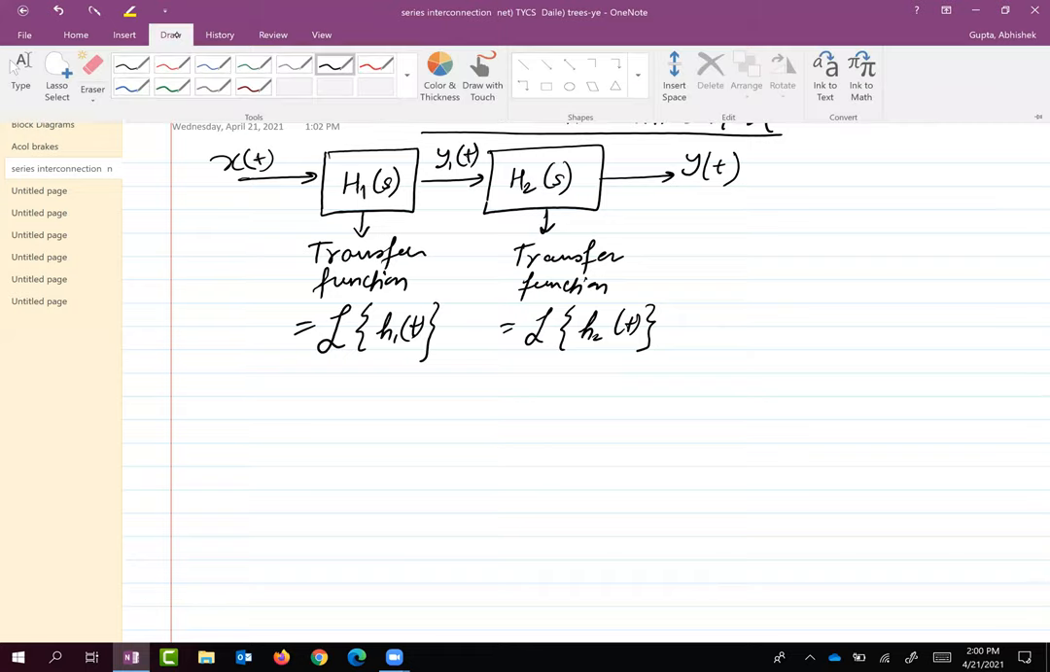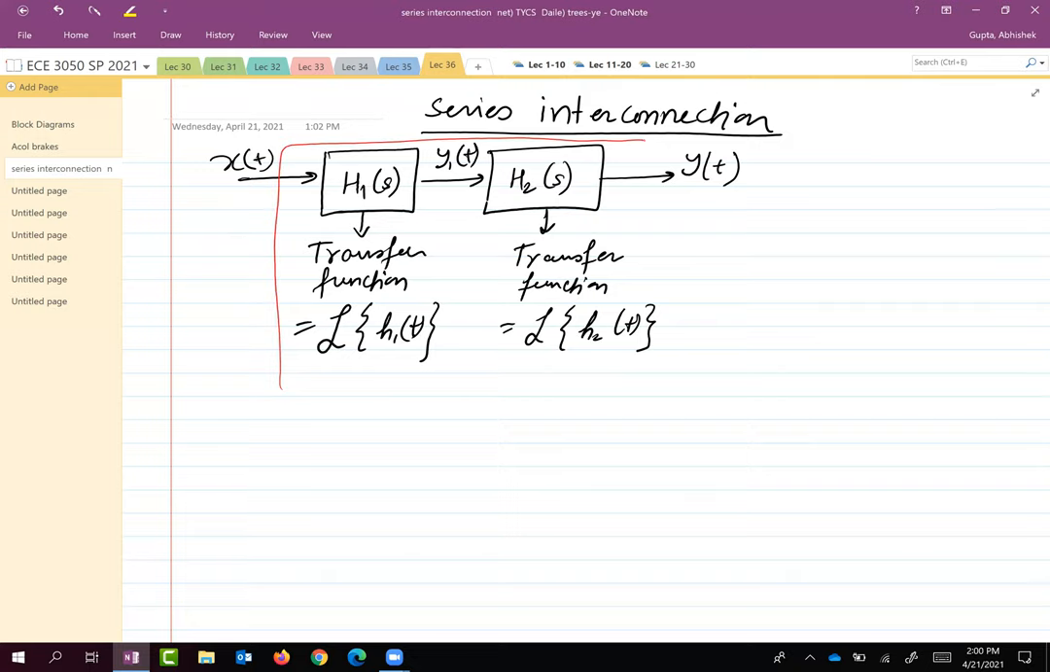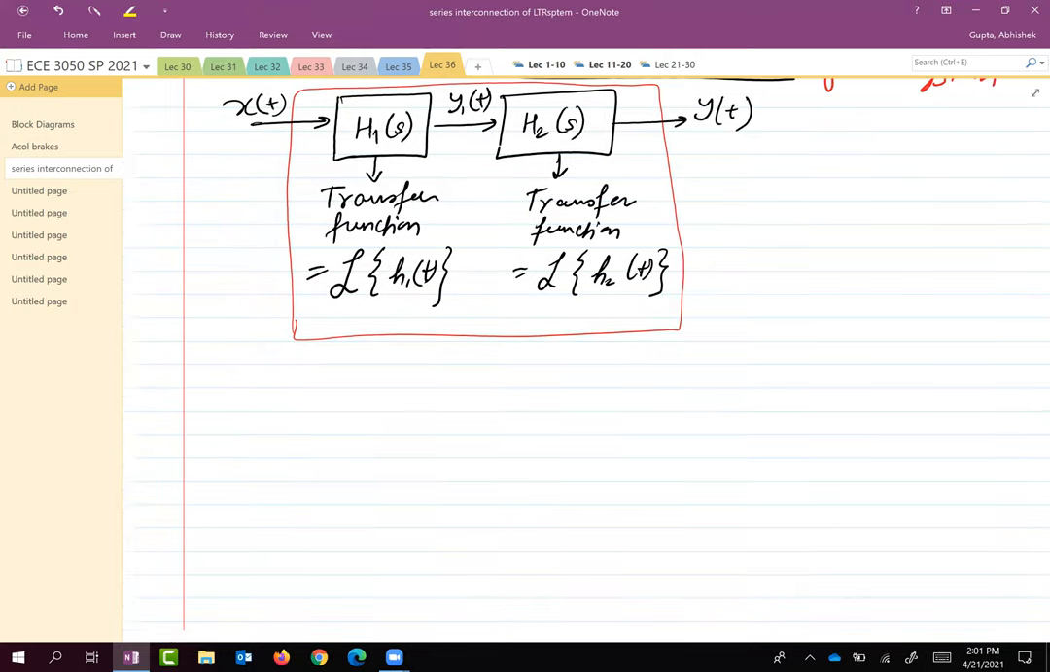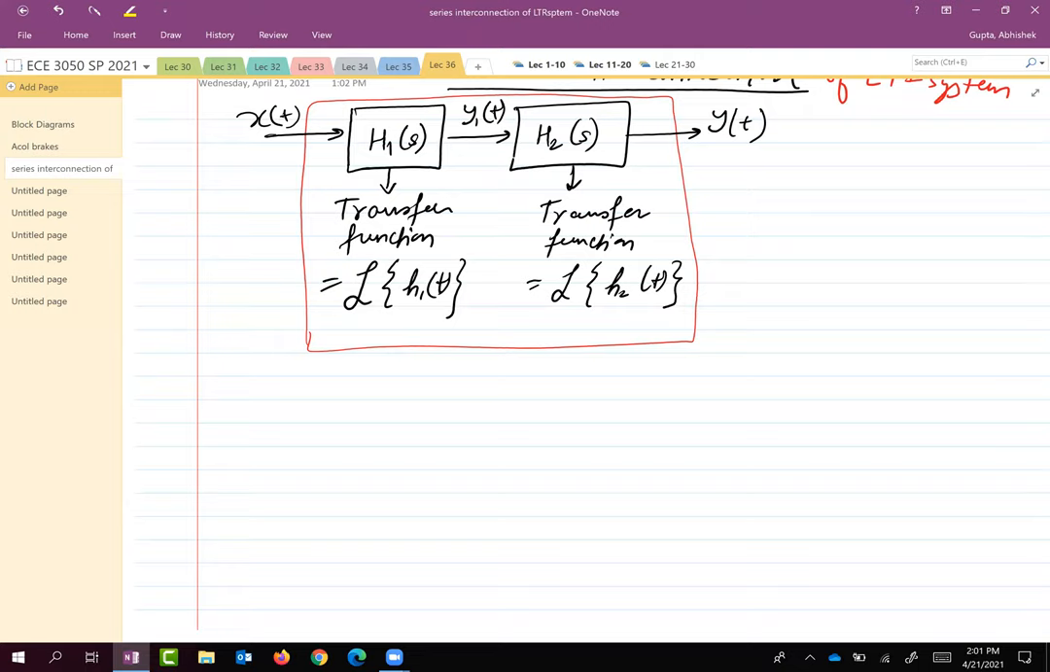Now, what we want to find out is what's the Laplace transform of this interconnected system? Okay, so now this is what we have to solve. Now, here is how we would have solved it at the beginning of this class.